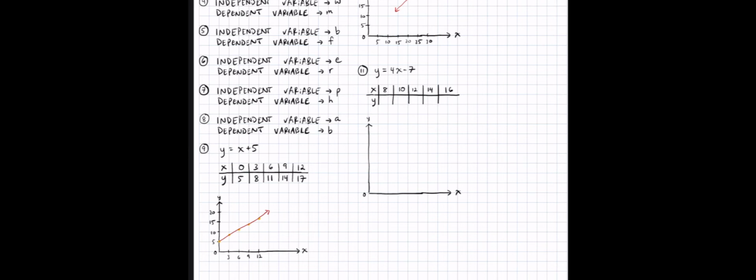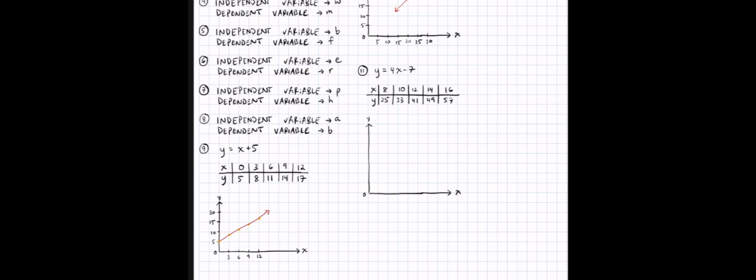32 minus 7 is 25. 10 times 4 is 40. 40 minus 7 is 33. 4 times 12 is 48. 48 minus 7 is going to be 41. 14 times 4 is 56. Minus 7 is going to be 49. 16 times 4 is 64. Minus 7 is going to be 57.